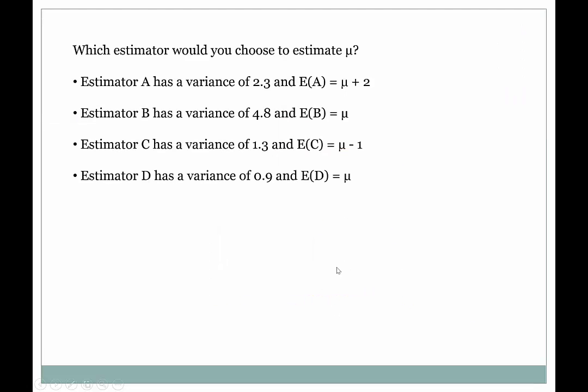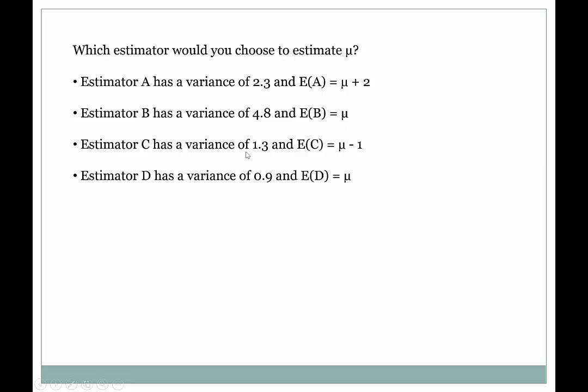Okay. So to test these ideas, let's see if we can answer this question. Which estimator would you choose to estimate the mean? Estimator A has a variance of 2.3, and the expected value, or the mean for A, is mu plus 2. We're trying to estimate the mean, so we want the expected value of A to be equal to the mean, not the mean plus 2. That means that estimator A is biased, so we're going to toss that one out.